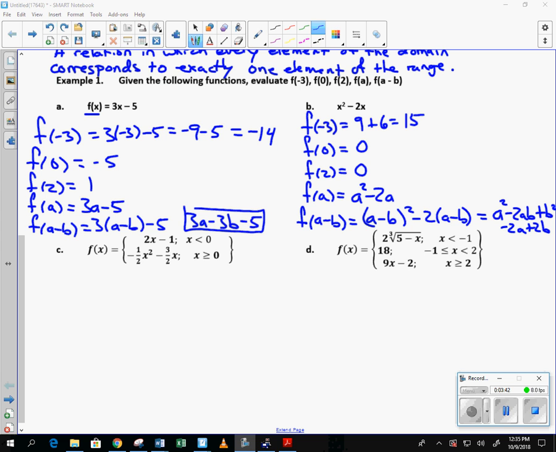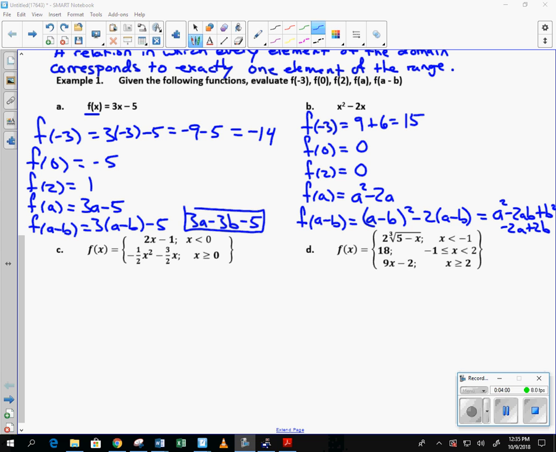Okay, you can see that f of negative 3 should have 15. F of 0 is 0, and f of 2 is 2. What does that mean? It means player 0 and player 2 both scored 0 points in the game. And that's totally legal. You can have the same output. You just can't have the same input go to 2 different outputs.